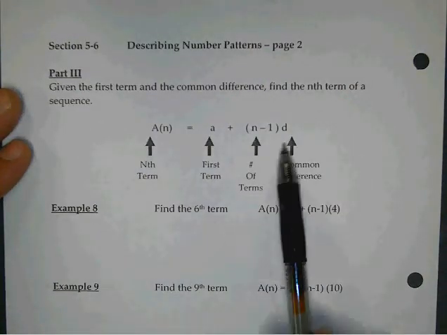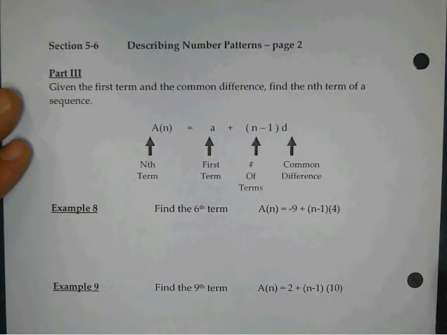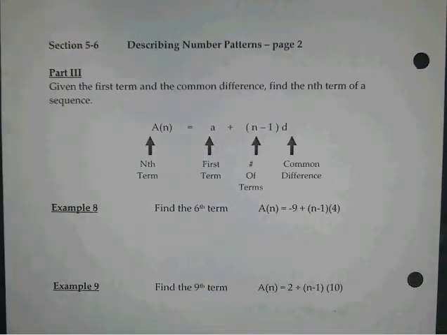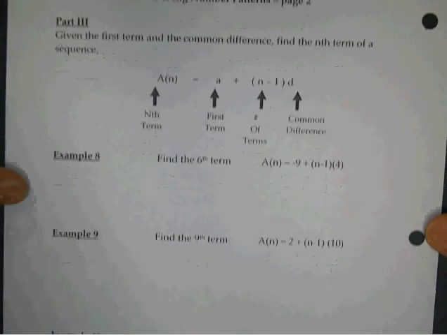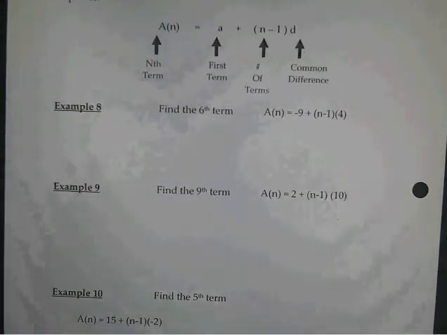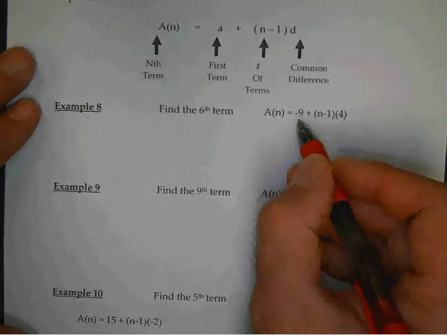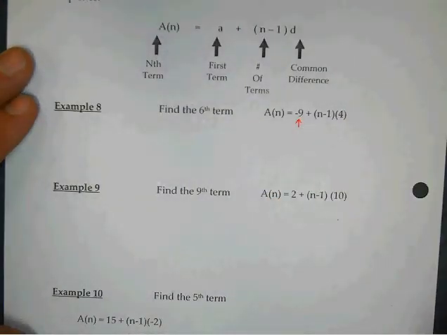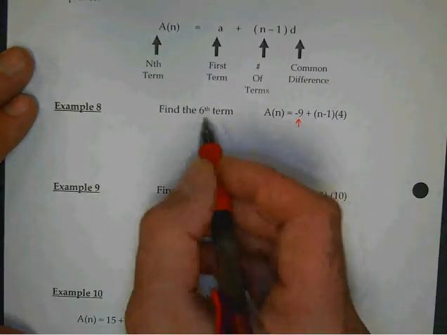All right, we've got this equation again, same equation. And I've got a common difference, D, at the back. So each of these two equations, example 8 and example 9, are examples where we're going to try to identify a couple of things. First of all, you see this negative 9? What does that number represent? The first term.